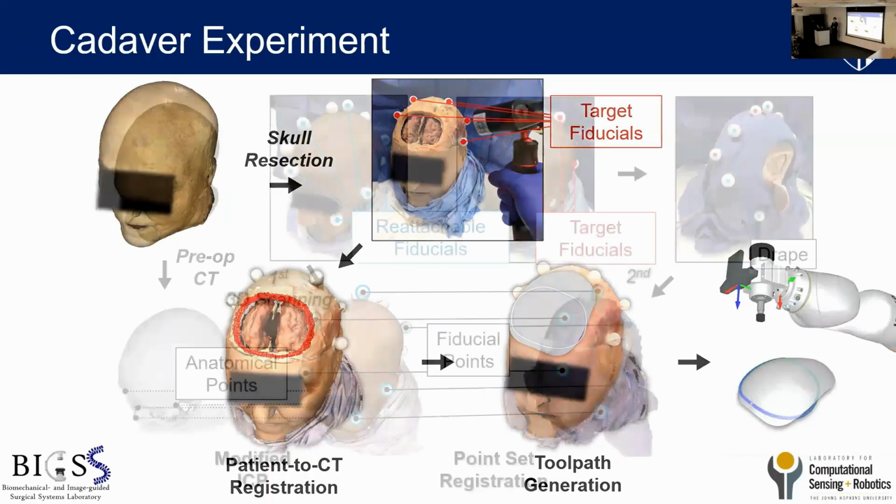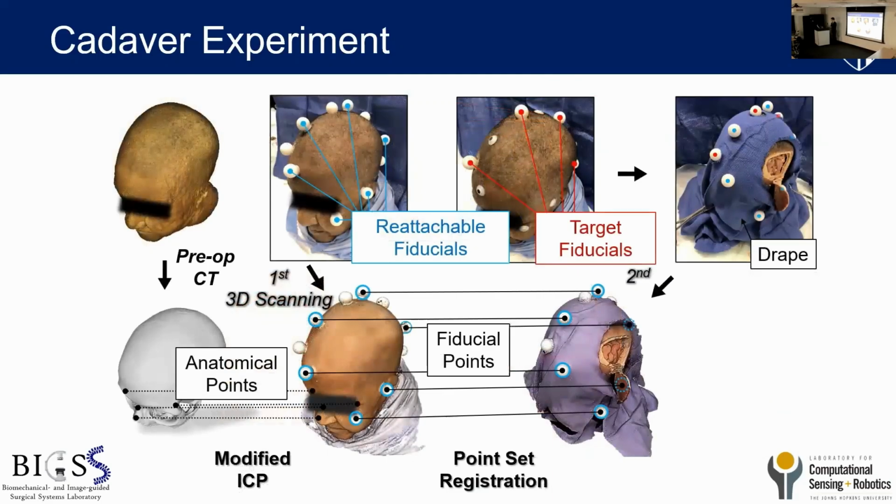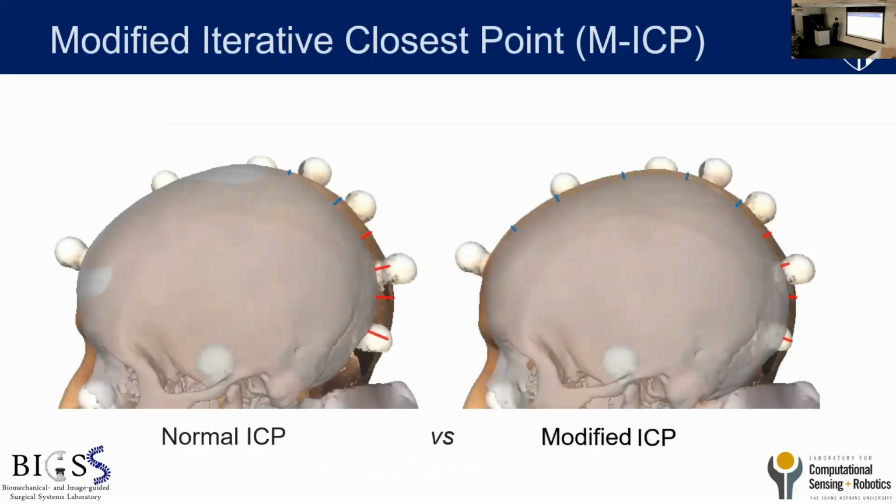But in most cases, surgical drapes are required to cover the patient. And as I introduced, I'll use a two-scan method to register this defect model to the CT space. And by reattaching these markers on top of the drape, the defect model can register to the head model. And the first 3D scan head model can register to the CT model. However, due to the soft tissues, normal ICP will not work. It will end up with very unrealistic results.